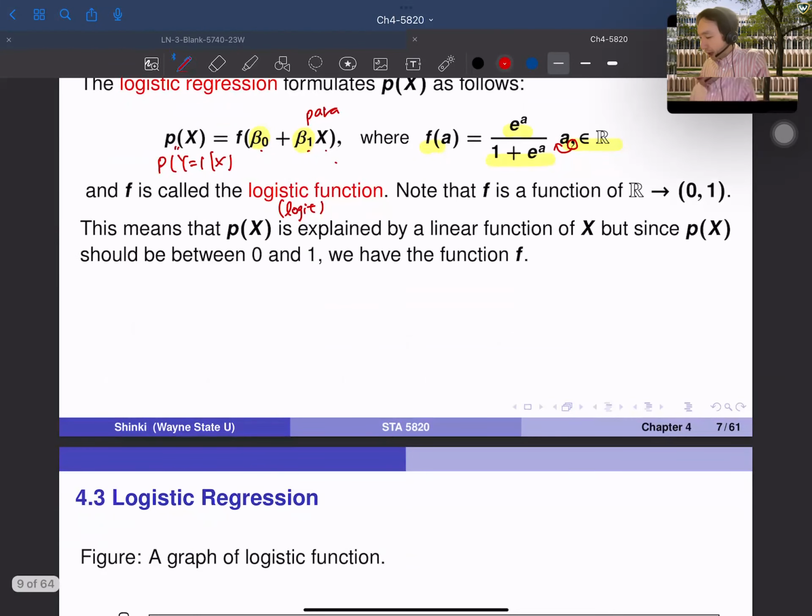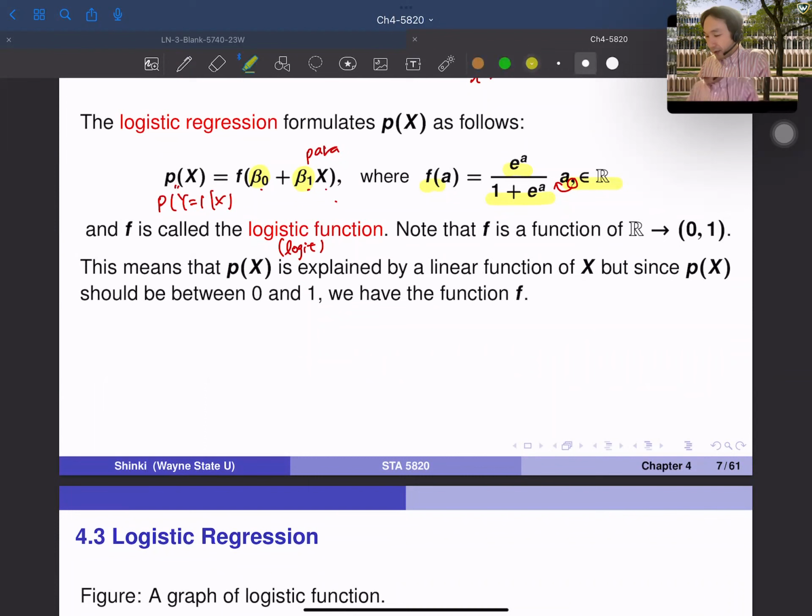F is a function from the entire real numbers to the open interval (0, 1). So the difference between linear regression and logistic regression is the existence of this F. That is one thing. And another difference is we don't have epsilon. So we don't have this one.